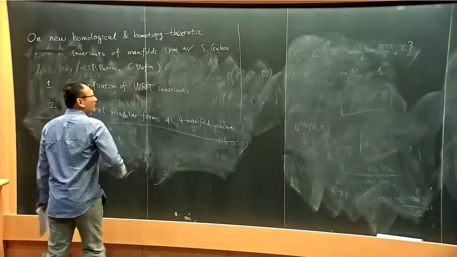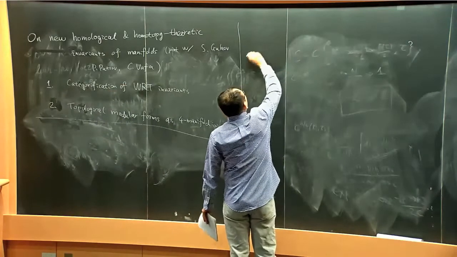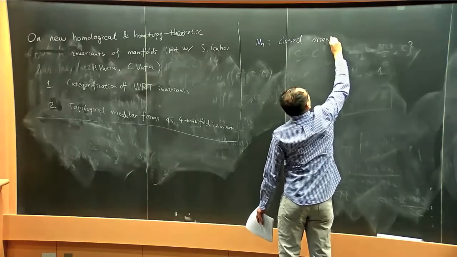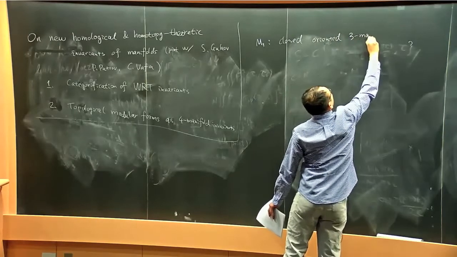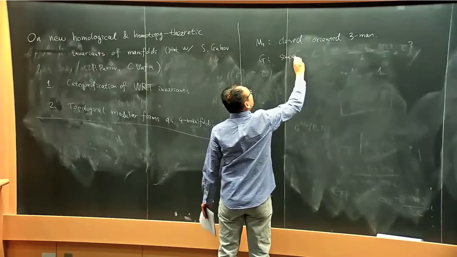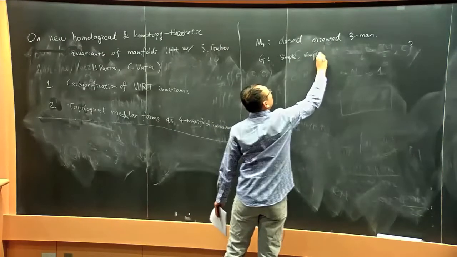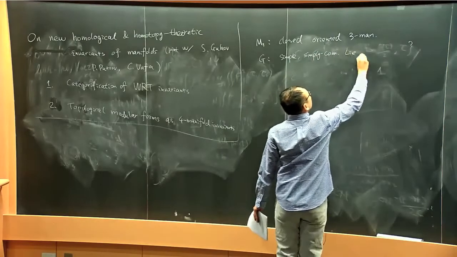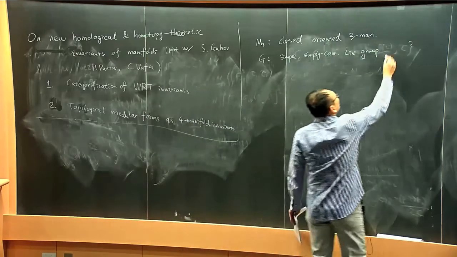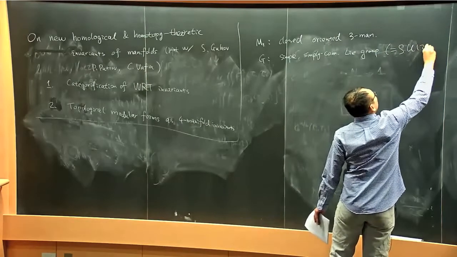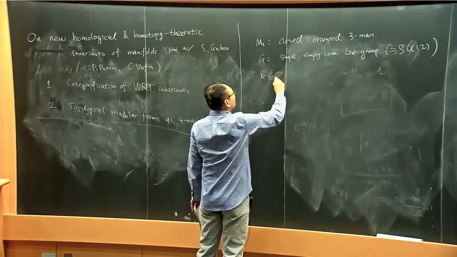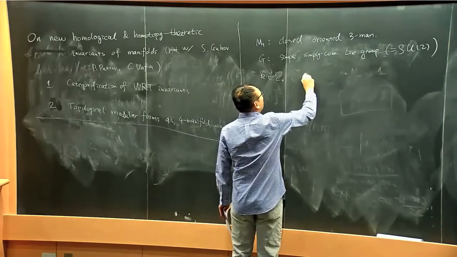So let's start with three dimensions. Let M3 be a closed oriented three manifold, and let G be a simple and simply connected Lie group. For most parts of the talk, you can keep in mind the simple example, which is SU(2). And then let K be a positive integer, which I will frequently refer to as a level.